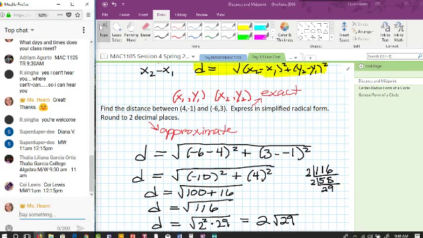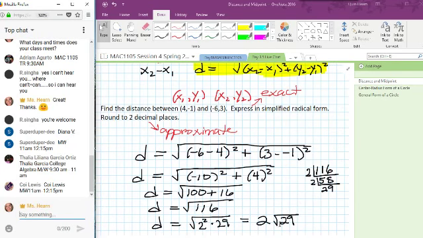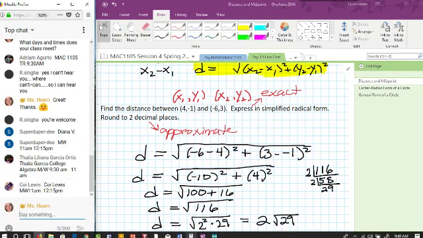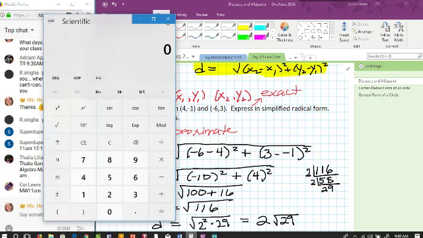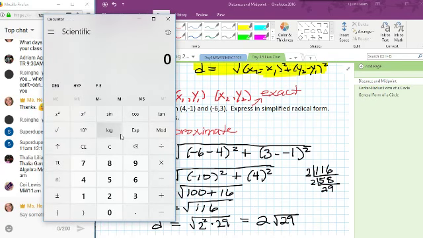All right, so this is the exact solution, 2 square roots of 29, and we also want an approximation, so I'm going to open up my calculator here. So I'm going to take the square root of 29, and I'm going to multiply that by 2. Or you can just take the square root of 116. Doesn't matter.